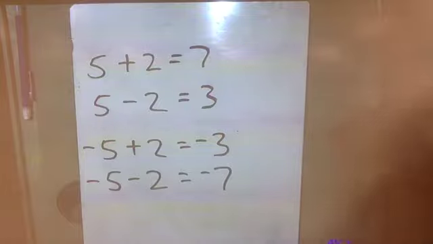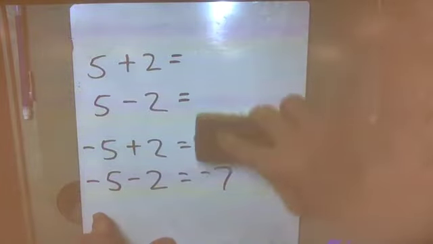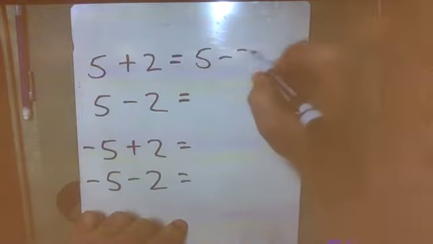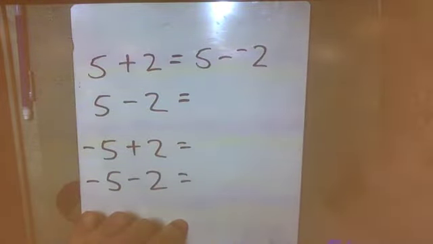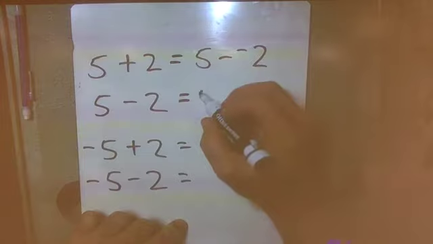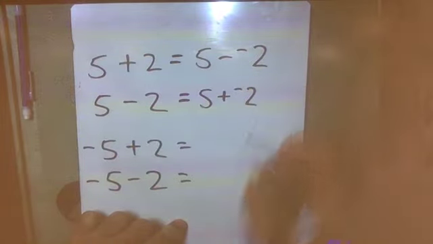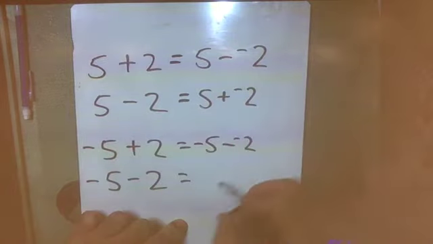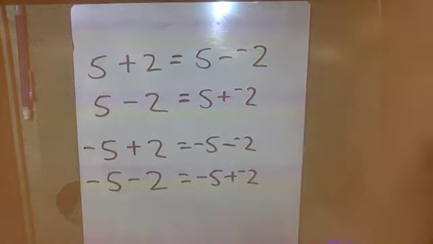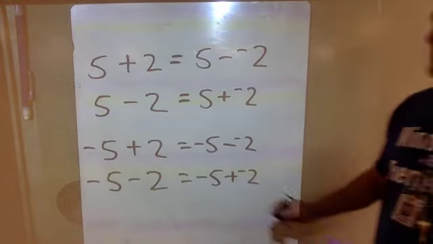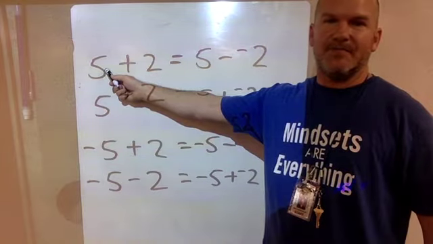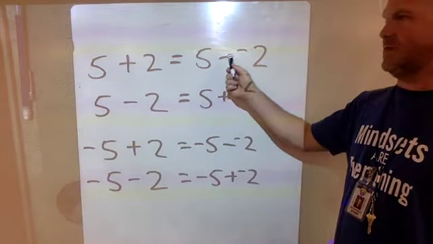So 5 plus 2 could be written as 5 minus negative 2. This could be written as 5 plus a negative 2. This could be written as negative 5 minus a negative 2, and this could be written as negative 5 plus a negative 2. So maybe you're seeing the pattern here. If you're adding to your starting point, it might be written as subtracting a negative.